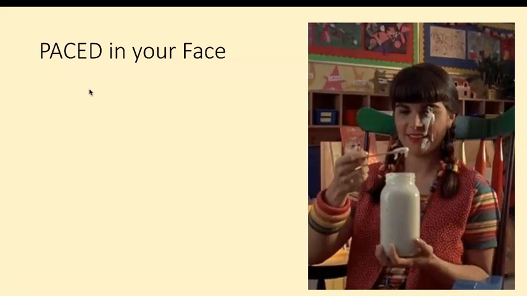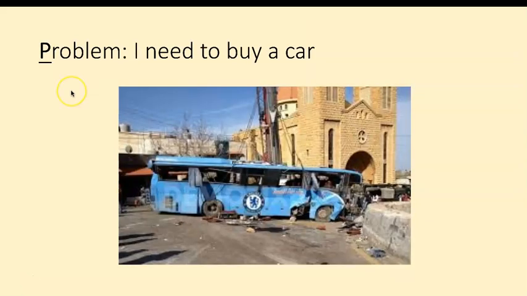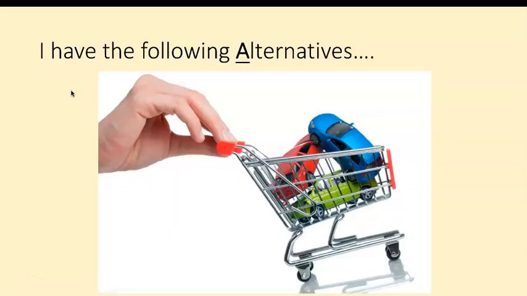So let's continue on. So P, my problem, is that you can see I've crashed my bus and I need to buy a new car. So now as I am looking to solve that problem, I have some alternatives that I have to consider. So what are my choices?